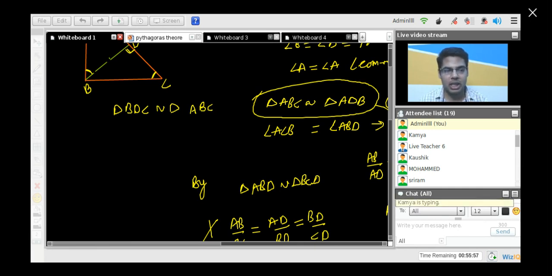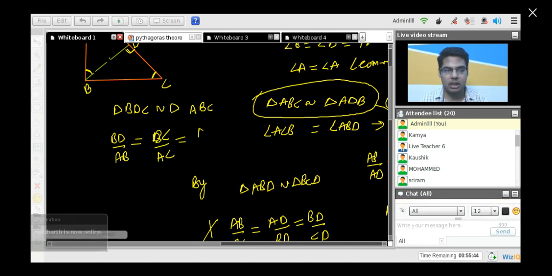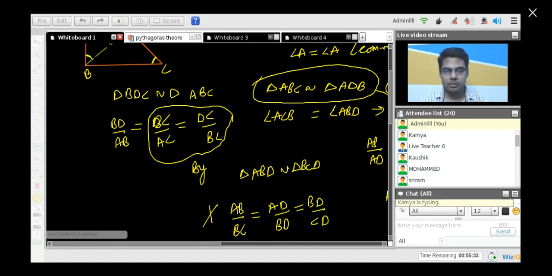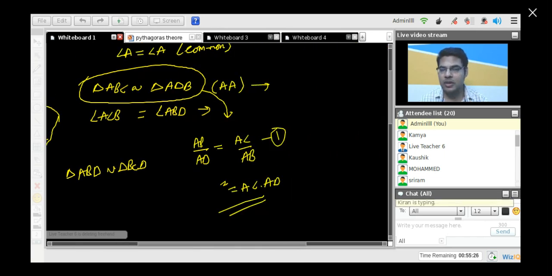So BD by AB is equal to BC by AC, and finally we have DC divided by BC. So now you will notice that from this expression you will get BC square, or not? Yes friends. Is it fine? That is why we should understand what triangles we need to consider. Now it becomes very simple for us.